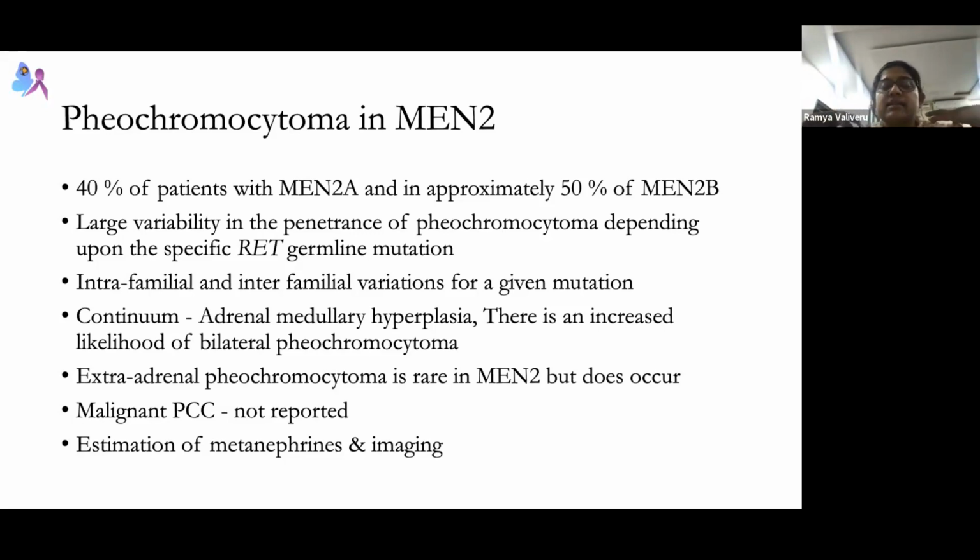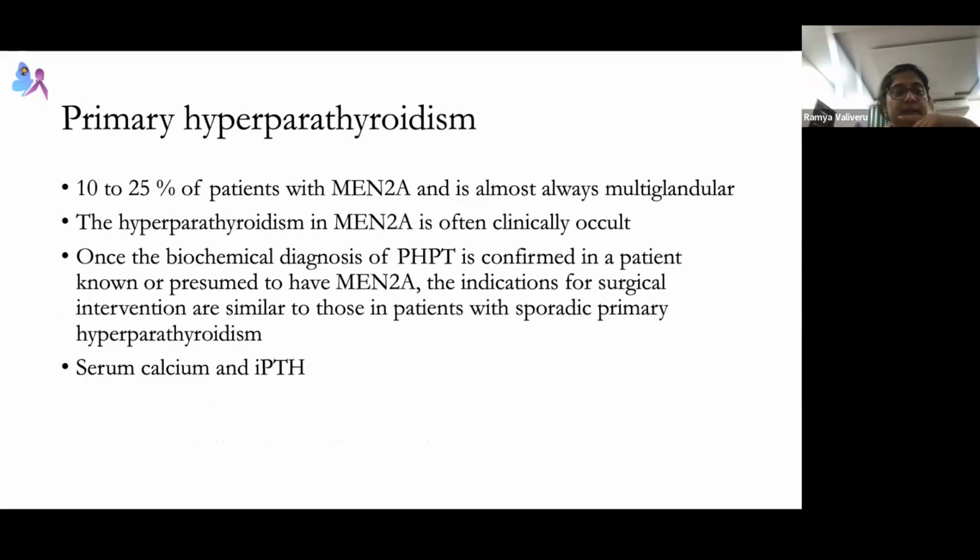And again, like the C-cell hyperplasia, there is adrenal medullary hyperplasia and increased likelihood of bilateral FEOs. Extra-adrenal FEOs can also happen, but it is very, very rare. Malignancy has not been reported, and we do estimation of metanephrines and imaging, of course. And PHPT is seen in about 30%. So the highest penetrance is for MTC, next comes the FEO, next comes the PHPT.